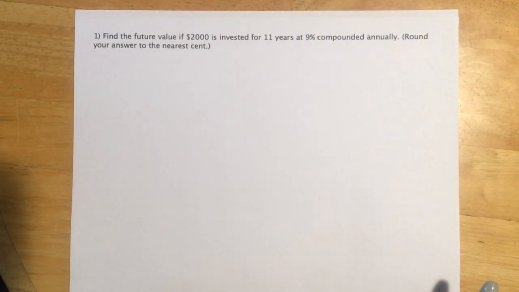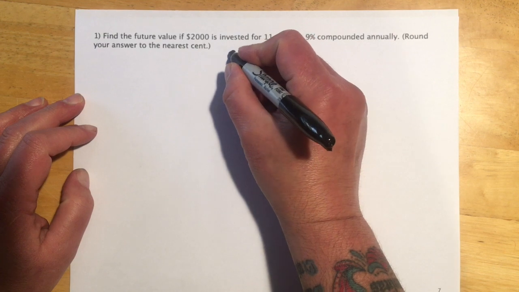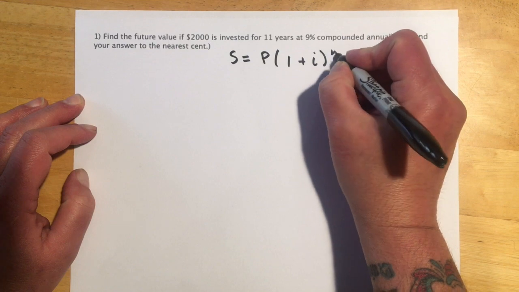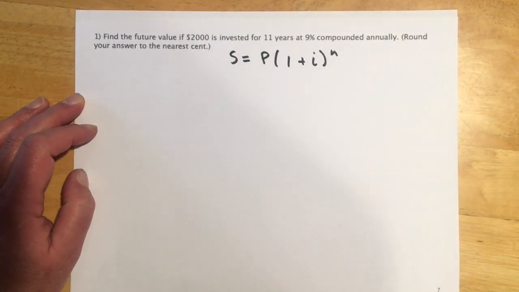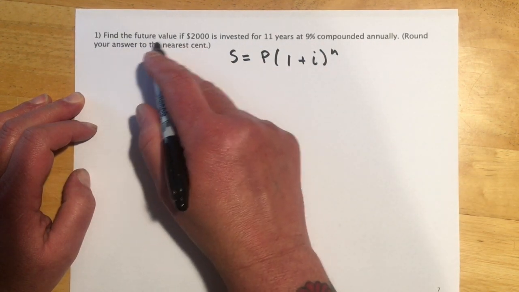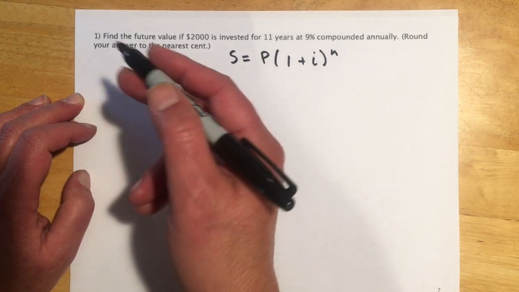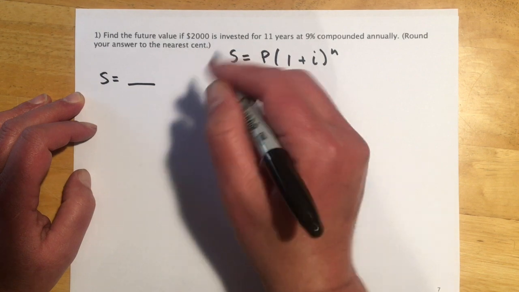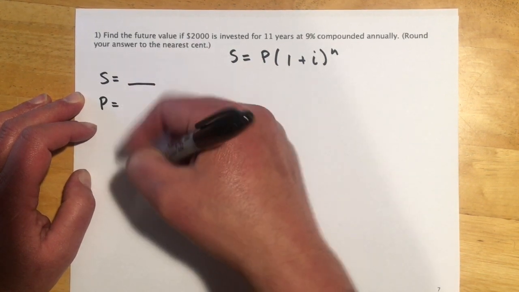Okay, so question 1, find the future value if $2,000 is invested for 11 years at 9% compounded annually. Round your answer to the nearest cent. So our formula for this is going to be S equals P times (1 plus I) to the N. And so let's go through and identify what we can from the description. So find the future value, so what we're finding would be S. If 2,000 is invested, that would be our P, that's how much we have today.